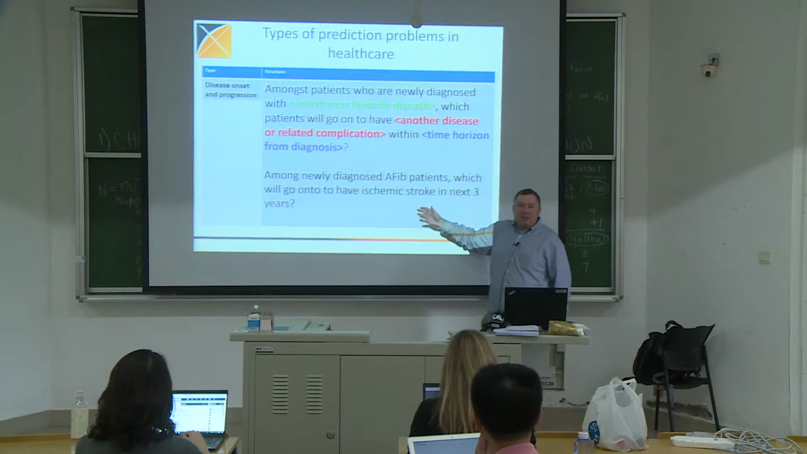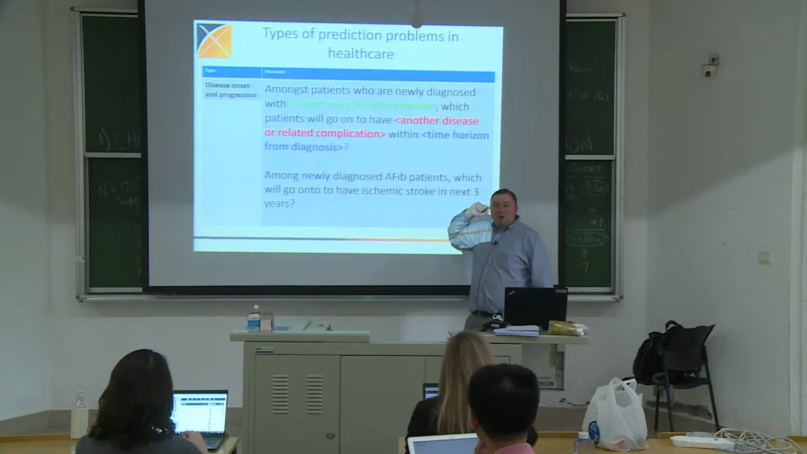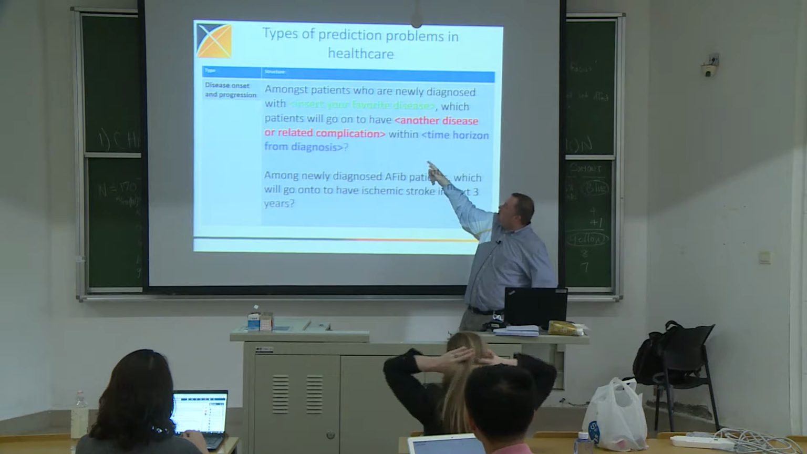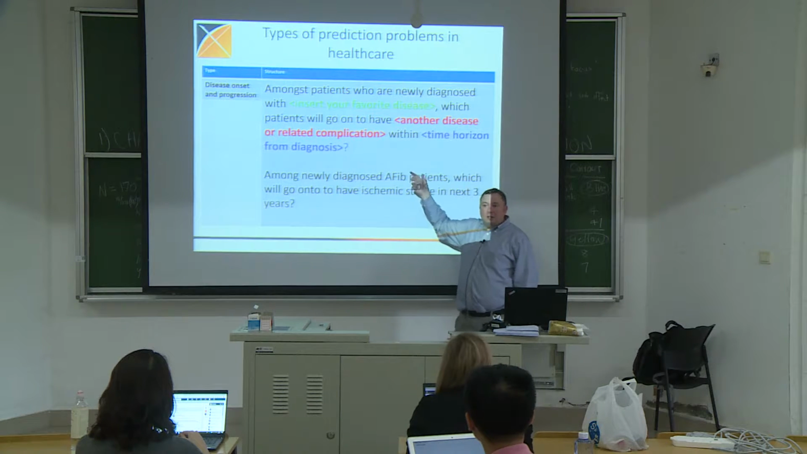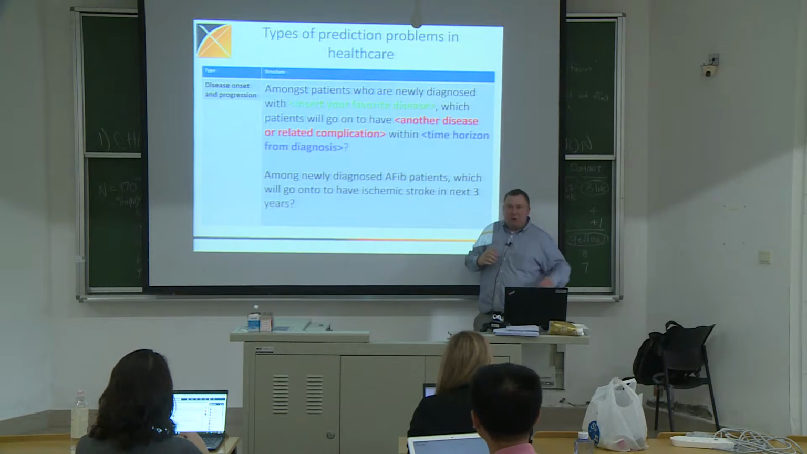Another example of this would be Bonnie's question that we're focused on. Amongst patients who are newly diagnosed with endometrial cancer, which patients will go on to have lymph node metastasis in the next 1 year, was what we started with this morning, or we could define it elsewhere.